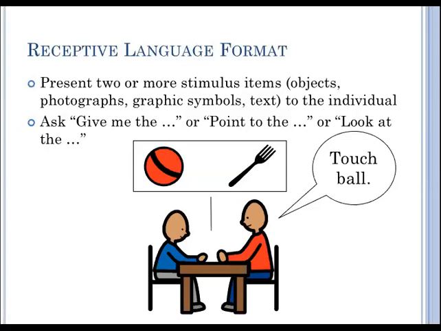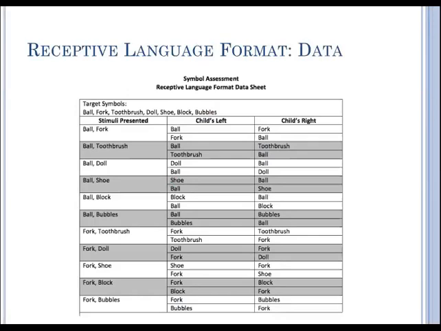But the essence of this format is you ask the person to indicate a particular symbol. So if you say touch the ball or look at the ball or point to the ball, that they direct their attention to the ball, to demonstrate that they know the difference between those two symbols. When you're doing this kind of an assessment, you're going to want to make sure that you test all of the stimuli against one another.